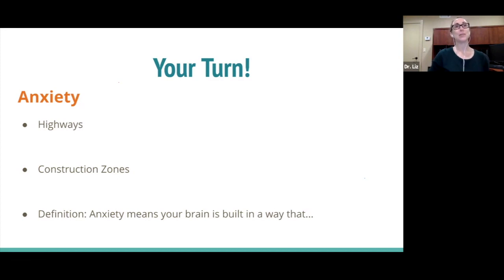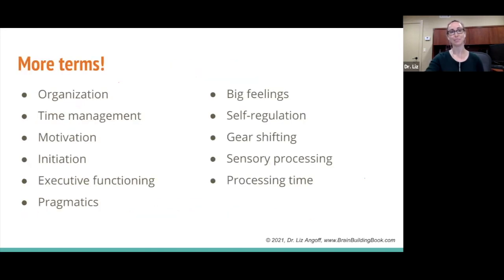So anxiety means your brain is trying a bit too hard sometimes to protect you. Yeah. Your brain is doing an awesome job protecting you when it needs to, but sometimes it might be trying too hard. That is a great example. Thank you. So, more terms.